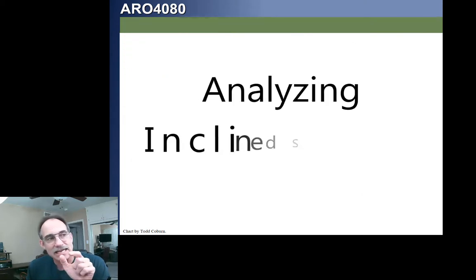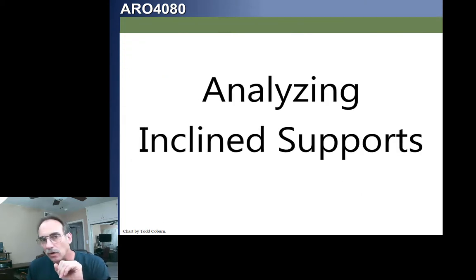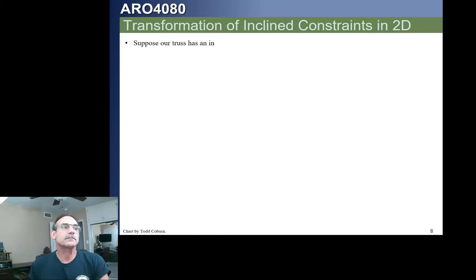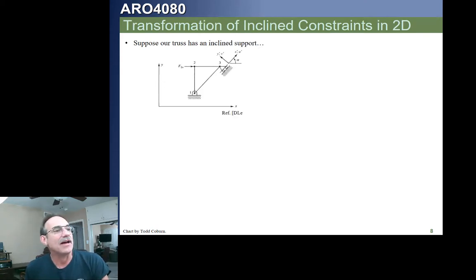Now, the next idea we have is inclined supports, and when we have an inclined support, that's going to be a little more challenging because our constraints change a little bit. This is not too difficult either, but it is going to be a little more complicated. All right, let's say that we have a truss and we have an inclined support.